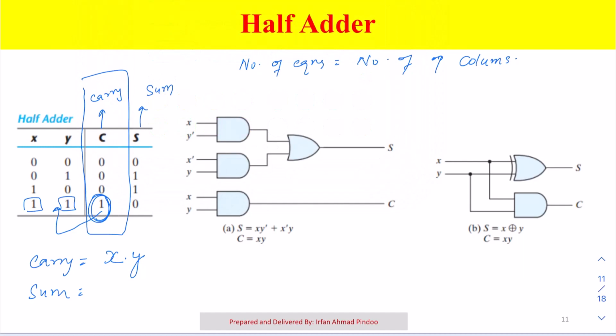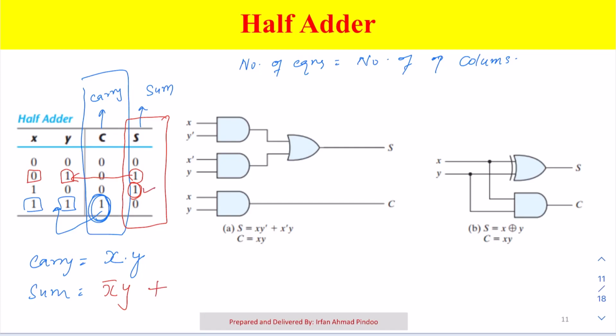So what is the first step? Select this column, right? Then see the locations where the output is 1. It is here and here. Now corresponding to these two, we will see what the input is. So what is the input here? x is 0, y is 1. So we will write x bar y. Why x bar? Because 0 corresponds to the complemented input, x bar. y is 1, so we have written y.